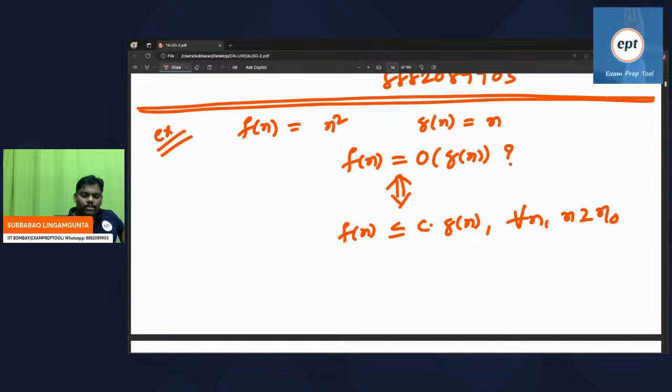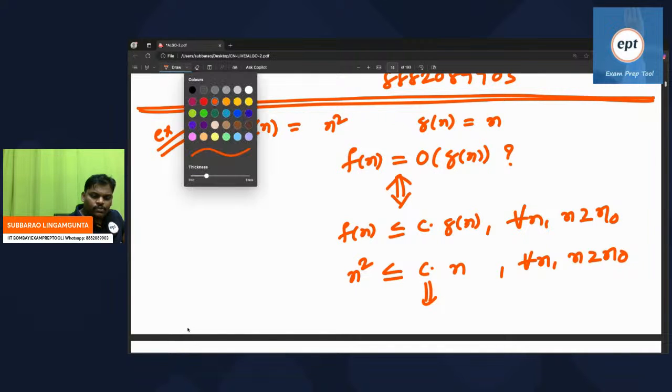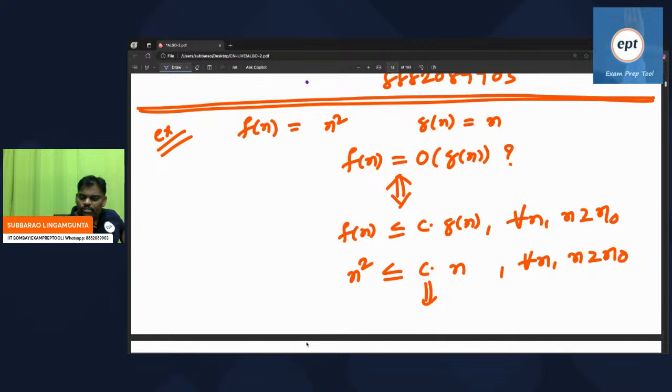Can I prove it or not? Let me check. F of n is n square, less than or equal to some C into G of n, for all n where n is greater than or equal to n0. Where the C value I can take. But remember, this G of n is n. This is n square, this is n. So comparing left and right, the right side should be more or equal.